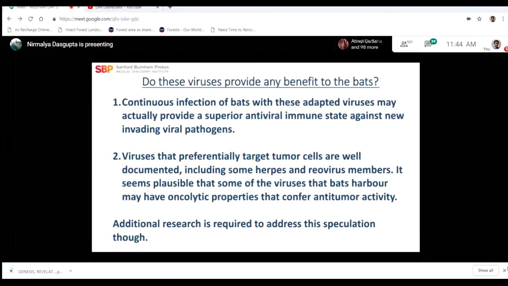It was also reported that if bat cells are infected with a natural virus of the bat, and you try some other viruses from different species, you will find that it can't infect those already infected cells. And there is another hypothesis that some viruses preferentially target the tumor cells, and it is possible that some viruses that bats have possess an oncolytic property, which can cause anti-tumor activity. So bats have a very low incidence of cancer.